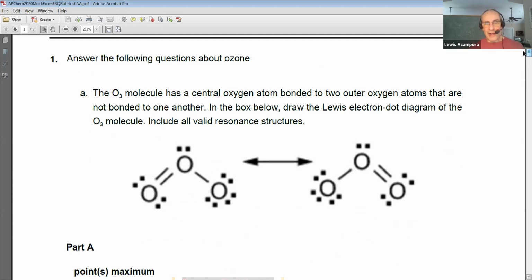You were asked to answer the following questions about ozone. Now, you don't have to know what ozone is, and there's no memorization on the exam. But you're told the O3 molecule has a central oxygen atom bonded to two outer oxygen atoms that are not bonded to one another. And then you're asked to draw the Lewis electron dot diagram, and don't let terminology confuse you. G.N. Lewis was a prominent physical chemist from the early 1900s who came up with much of the theory of covalent bonding. And then for the ozone molecule, include all valid resonance structures.